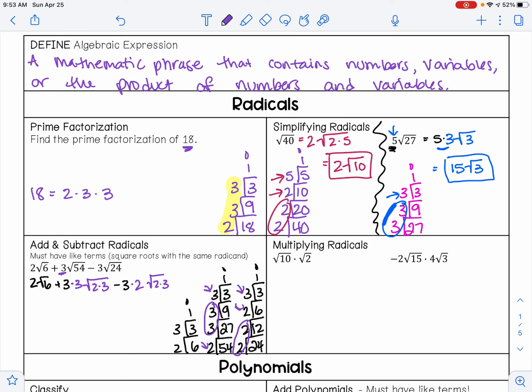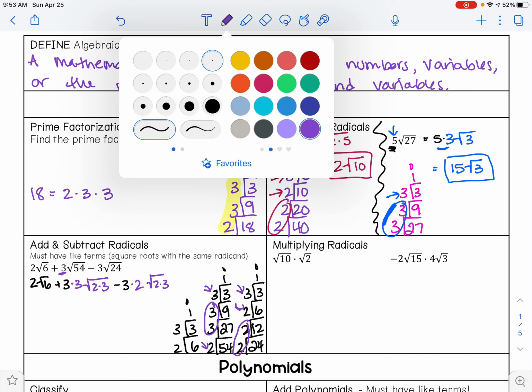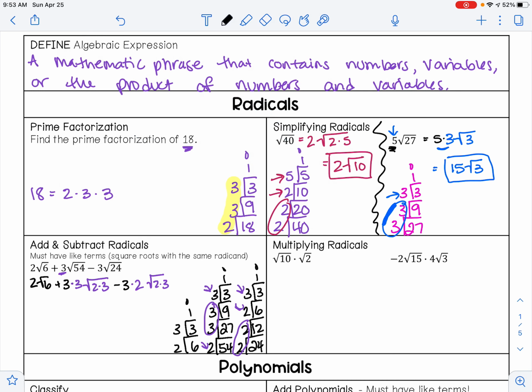So I'm going to simplify this a little bit and see what I'm working with. So I'm going to bring down my 2 square roots of 6. 3 times 3 is 9. And 2 times 3 is 6. Negative 3 times 2 is negative 6, and 2 times 3 is 6. So all we've done so far is simplify.